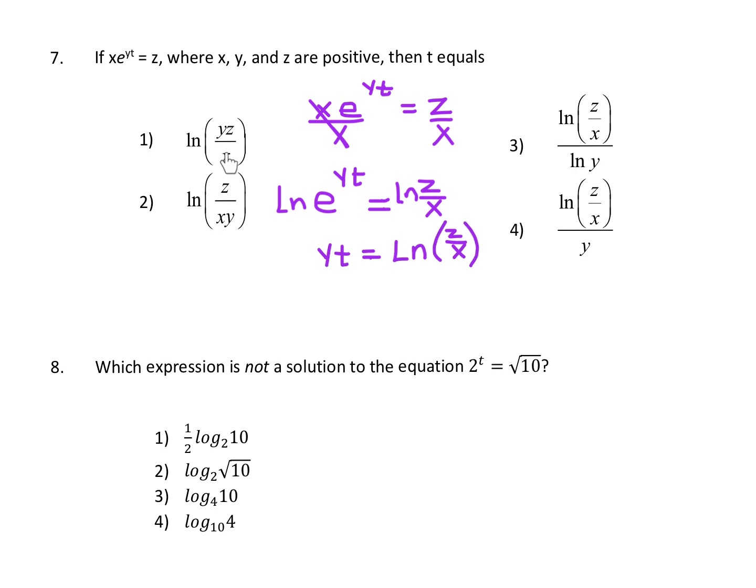Mainly so it matches up. Look at the answer choices. They're all in parentheses, right? Okay, so we're still solving for t. We want to get the t by itself. So to get rid of the y, we just divide both sides of the equation by y. And basically, t is going to be equal to this right here, which looks like it matches up with choice 4.